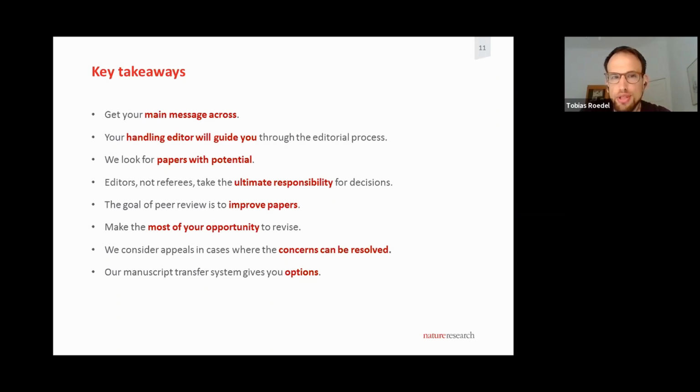And then the goal of peer review is to improve papers. So it should be a constructive process that everybody can benefit from. And if we do make a revise decision, please make the most out of this opportunity to revise your paper and to address the concerns of the referees. And if you think that the decision is not justified, don't hesitate to appeal our decision. So don't be afraid to use this option.